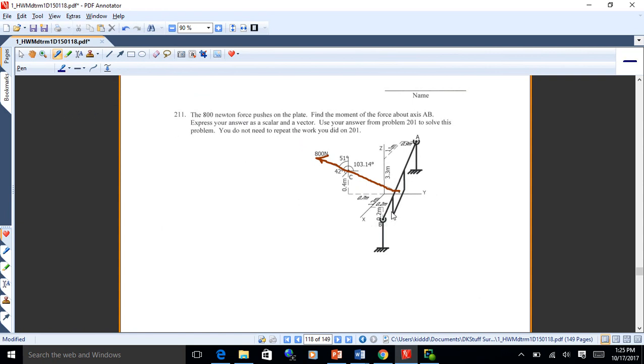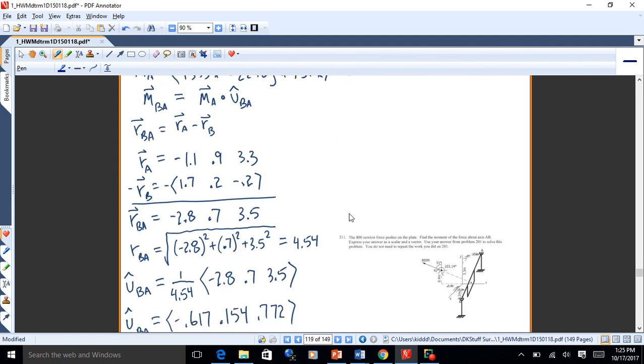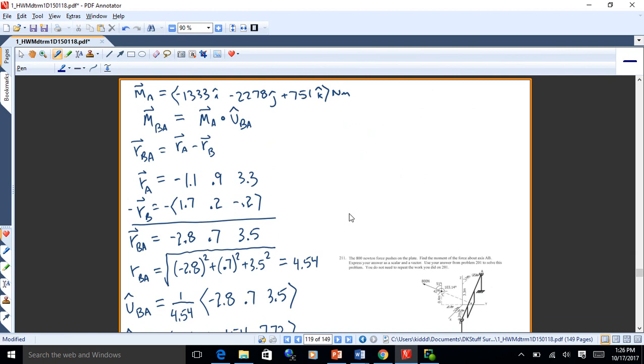So to do that, we're going to take the moment vector that we already have about A, and dot it with the unit vector for the axis, and that will tell us the moment of the force about the axis AB. So you get the moment vector from problem 201, and you dot it with the unit vector for the axis. Once again, this time you have to find a unit vector, so you just do the stuff for finding a unit vector.